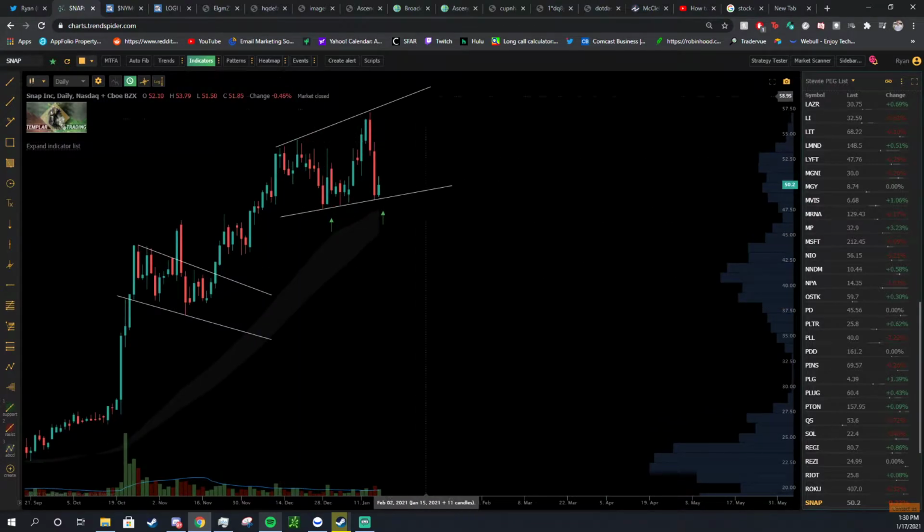And you can see we've got this broadening shape coming here too. It's a little bit more narrow than the one on Unity, but I still think this counts definitely. I like that once again we're bouncing off the 50 MA here just above it. We could test below, especially with the market sentiment the way it is, but this might be a good swing on Snapchat going up to resistance for sure going into the next week.